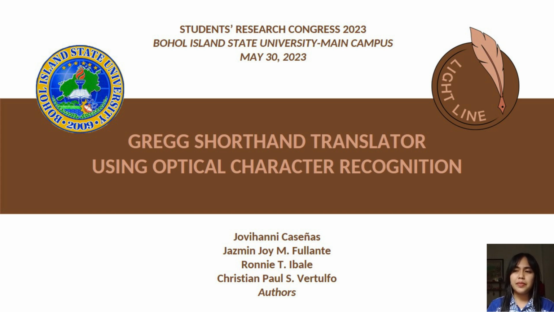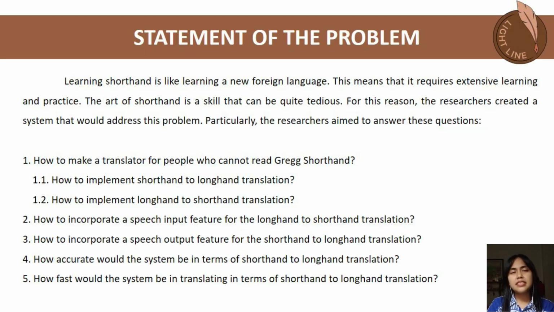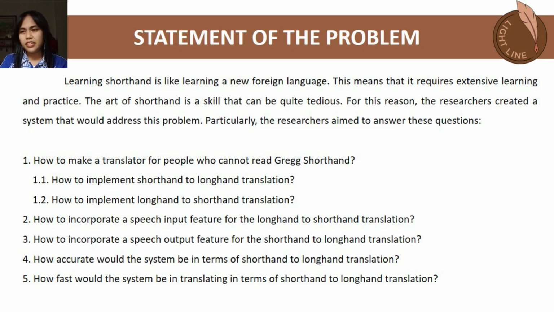We are basically A4A students who created a thesis titled Gregg Shorthand Translator using optical character recognition. Statement of the problem. Learning shorthand is like learning a new foreign language. This means that it requires extensive learning and practice. The art of shorthand is a skill that can be quite tedious. And for this reason, researchers created a system that would address this problem particularly.